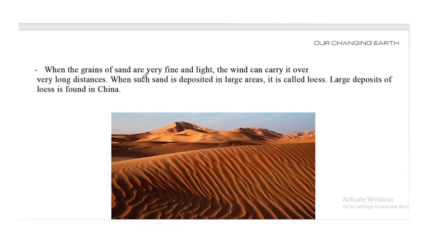When the grains of sand are very fine and light, the wind can carry them over very long distances. When such sand is deposited over a large area, it is called loess. Large deposits of loess are seen in China.